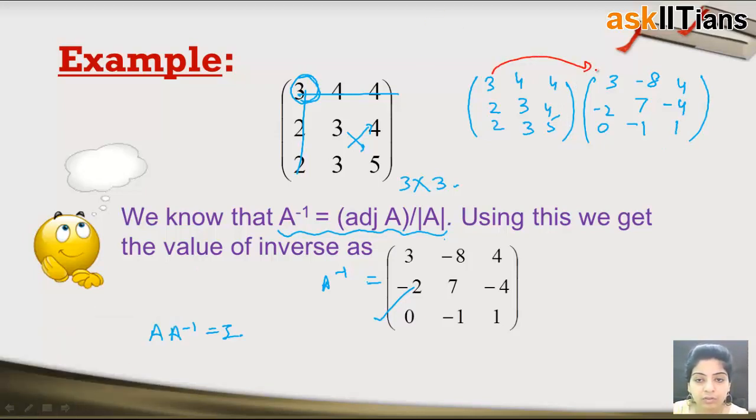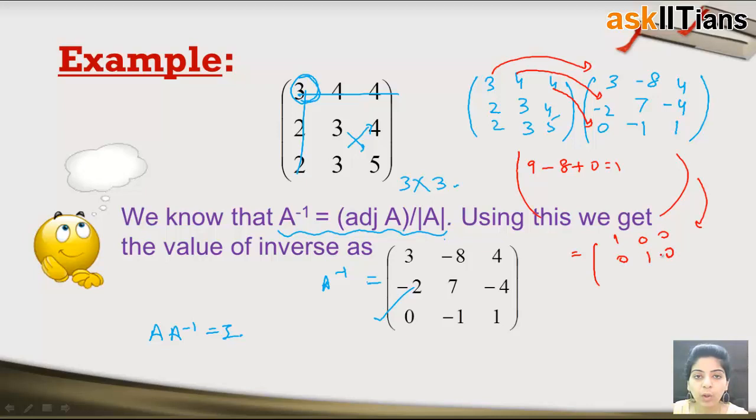I'll recall how to find this product. 3 into 3, that gives 9, minus 8 plus 0. This into this plus this into this plus this into this will give me my first element, right? So similarly you can find each and every element. This in fact is equal to 1. So similarly after computing, this product will come out to be 1 0 0, 0 1 0, 0 0 1, which is identity. If you get the product as identity, then your answer is correct, and if you don't, that would mean there is some mistake in your answer, right? So this is the method of checking your inverse. This is quite obvious if you know this property.